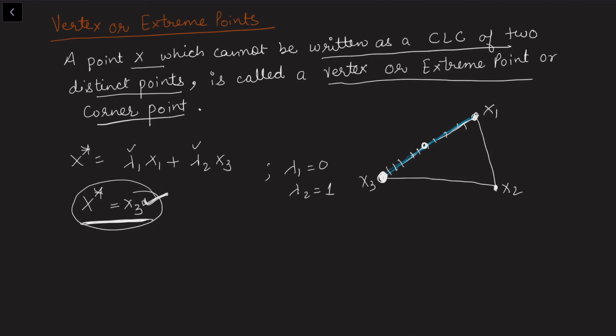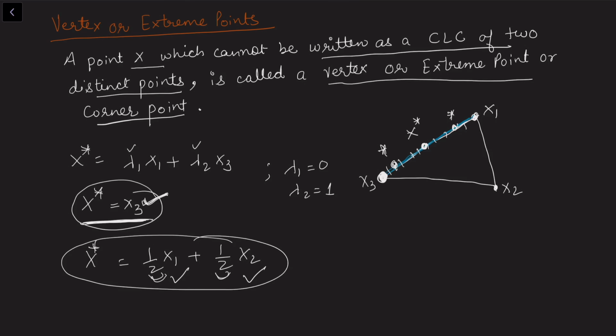Suppose now I consider some point in between here, or any point here on the right side, or maybe here on this side. So to get this midpoint, I definitely require half of x1 plus half of x2, and here these scalars are not equal to 0. So this will give me the convex linear combination of two distinct points.